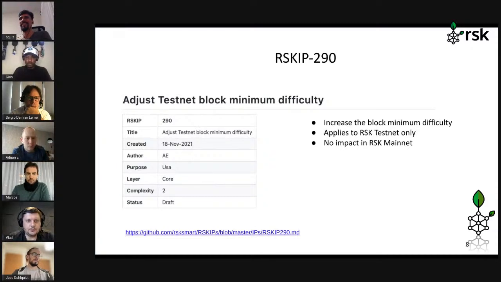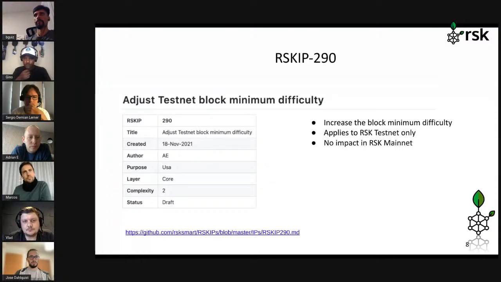Hello, everyone. I hope you can hear me. My name is Volodymyr. I'm from the core team, and today I'm going to be presenting two RSK IPs. Basically, they are related to the config changes in Testnet network only. First one is RSK IP 290, and it is related to the block minimum difficulty.